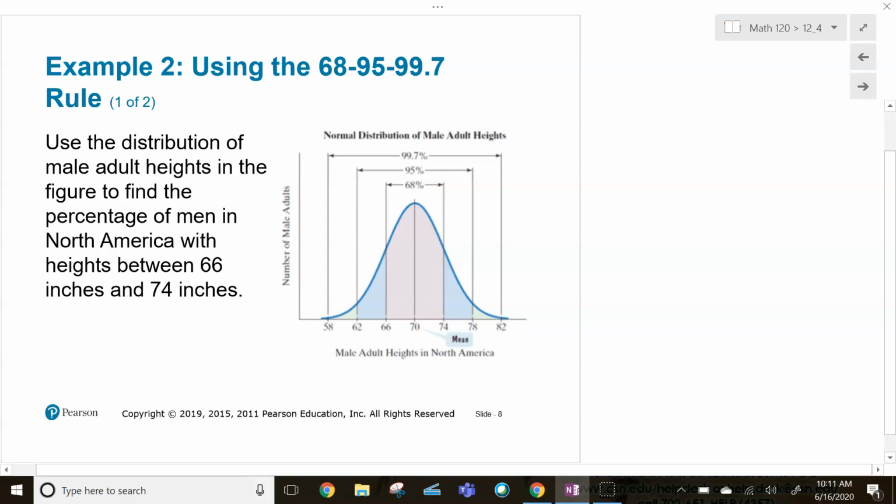All right, use the distribution of male adult heights in the figure to find the percentage of men in North America with heights between 66 and 74. So let's look at this. 66, so here's 1 standard deviation below, right? Remember, this is the mean right here. And then 74 is 1 standard deviation above. So we know 68% of males in North America are between 66 and 74 inches. So 5'6" and 6'2", right?